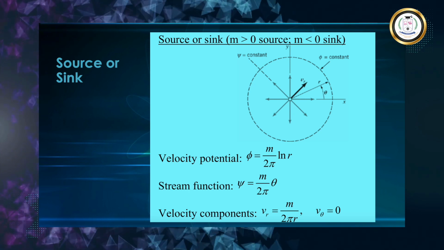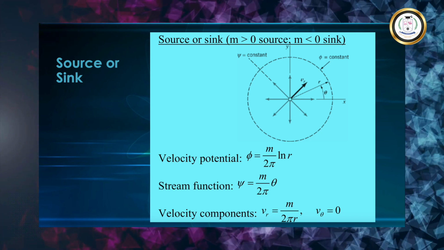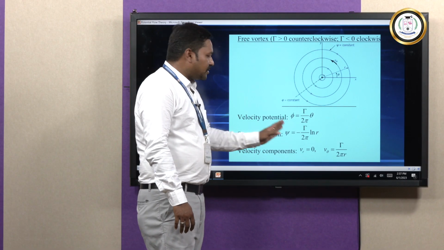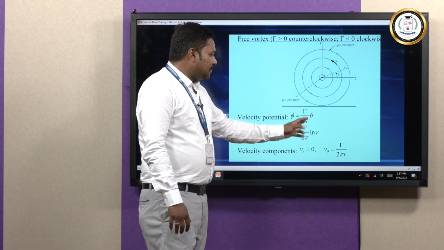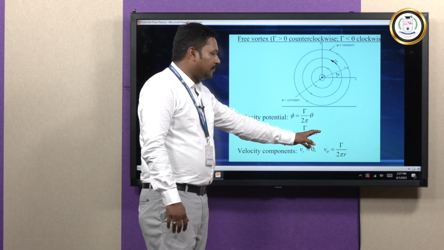The velocity potential function here is nothing but strength of the vortex by 2 pi theta, and then the stream function is given as minus strength of the vortex by 2 pi, ln r.